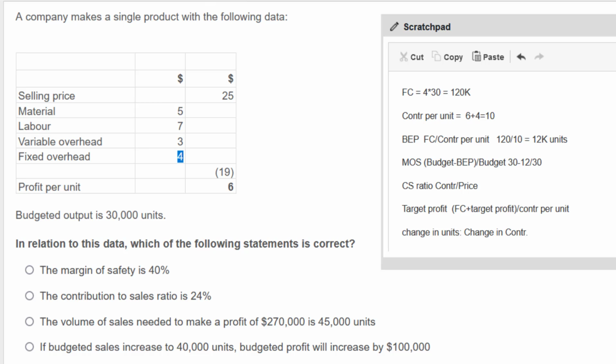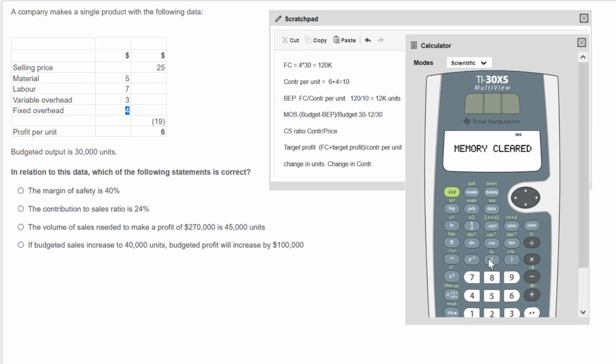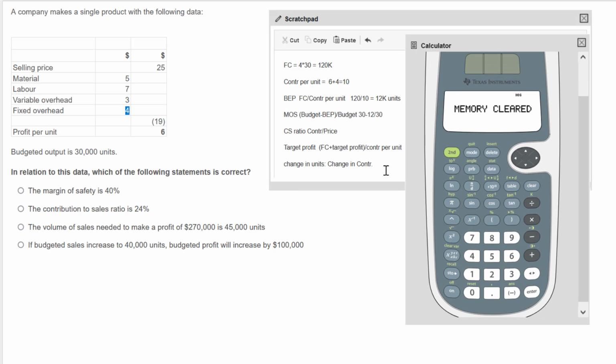When you're doing this at home or in the exam, of course, use your handheld calculator. I'll use this on-screen calculator just because, to demo. So we know that that's 18, don't we? 18 divided by 30, and that's 60%, not 40%. Okay, so the margin of safety is 60%. Option 1, incorrect.